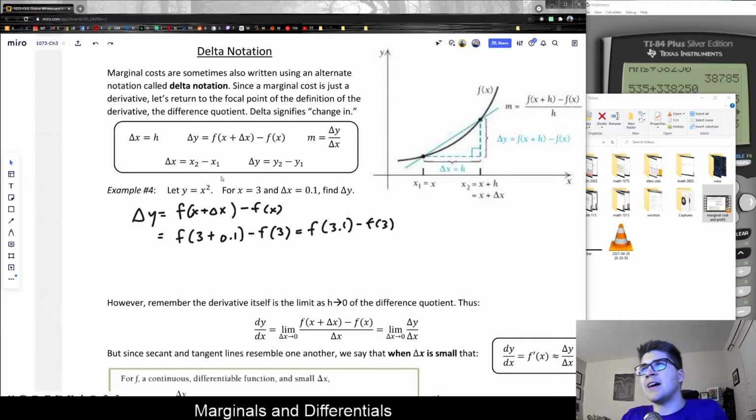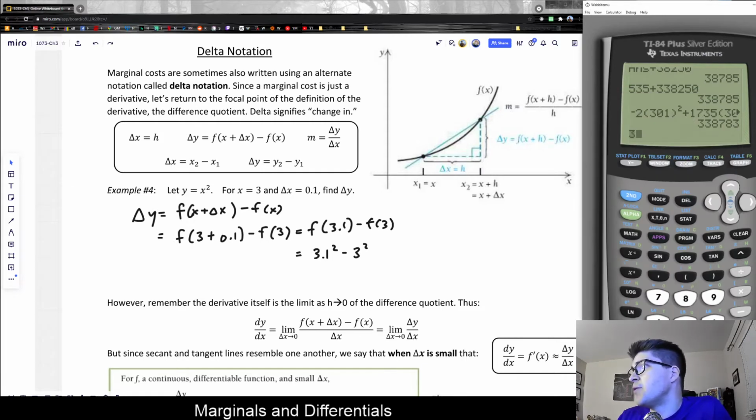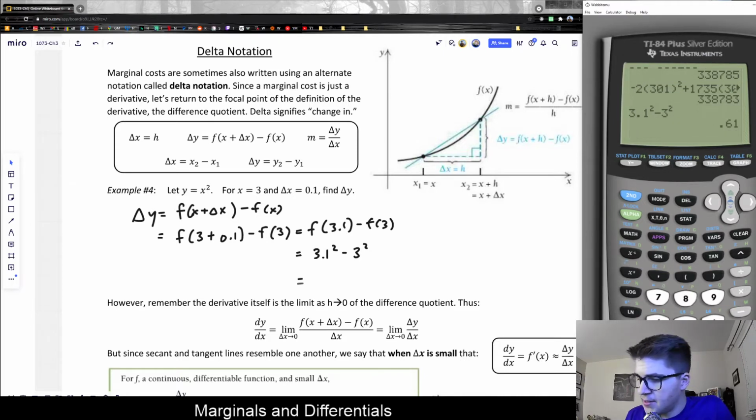In the context of derivatives, this is finding the numerator of the average rate of change: f of b minus f of a. I would use the function x squared, so this is equal to 3.1 squared minus 3 squared. We can go ahead and do that, and that leaves me with exactly 0.61, which is delta y in this particular case.